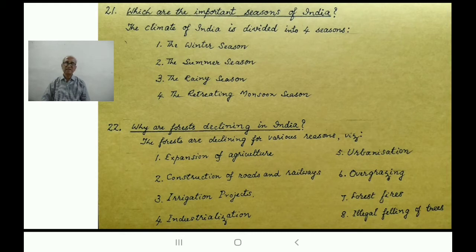Expansion of agriculture. Population has increased like anything. We were just about 20 crores then, 100 years ago. Today we have more than 130 crores. So we need food. Food has to be grown in farms. You have to expand agriculture. So we have cut forests. We have got them converted into farms. You need not write everything. Right there, expansion of agriculture.